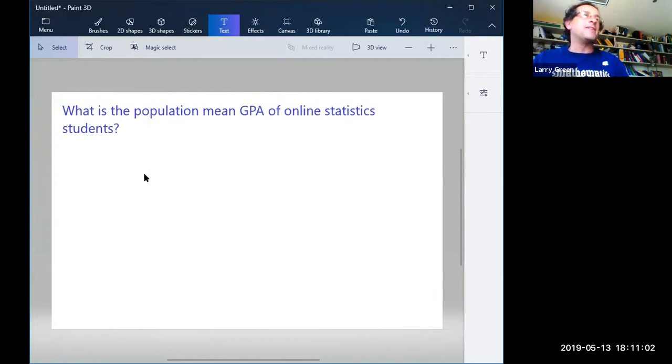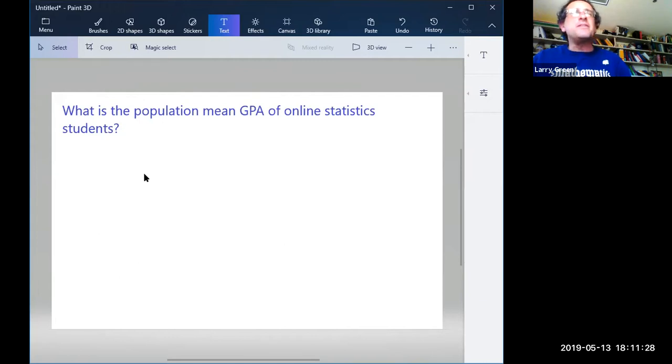Can we find that out? Okay, yeah, we can't. And the reason is the only way to know is to have a census, which would mean we would have to get in touch with every single online statistics student in the world and make them answer the question. And hopefully you know we can't do that. Do y'all agree?